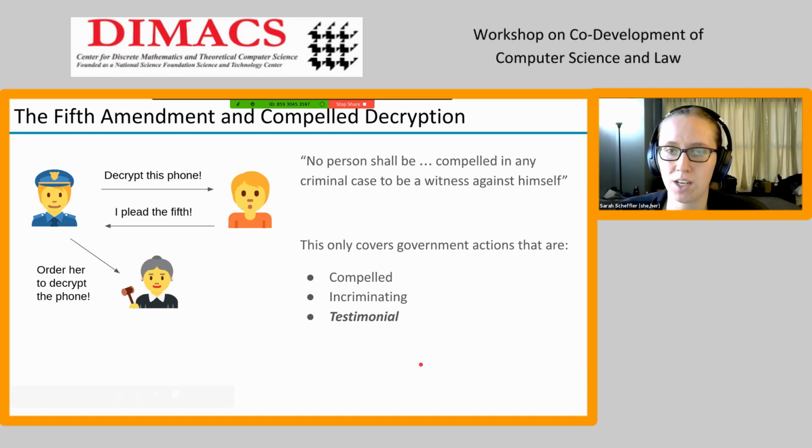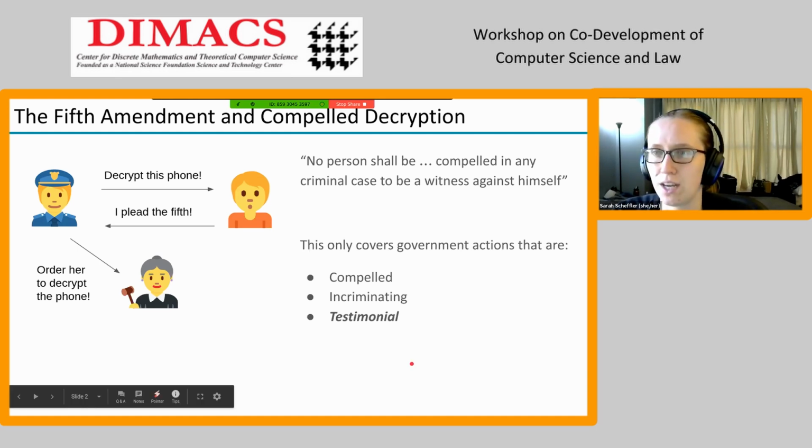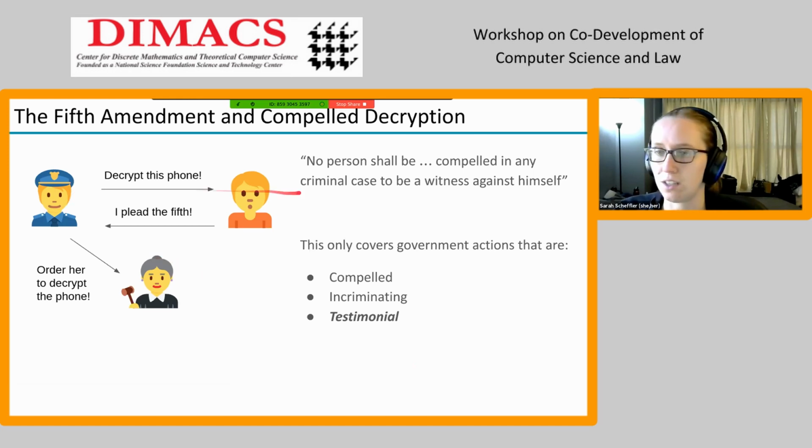So we imagine the compelled decryption scenario as an interactive protocol where the government orders a respondent to decrypt a phone or a laptop or a device of some kind. The respondent pleads the fifth, and the government attempts to provide a rationale as to why the respondent should be forced to decrypt the device anyway. And I won't get into it, but it is the government who has the burden of proof to show that they can compel the respondent.